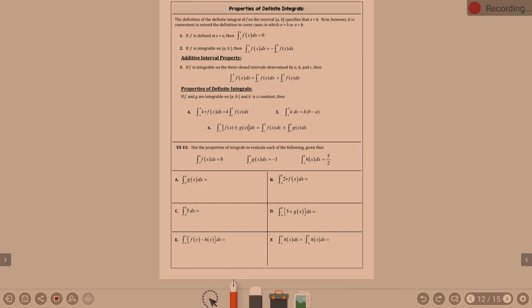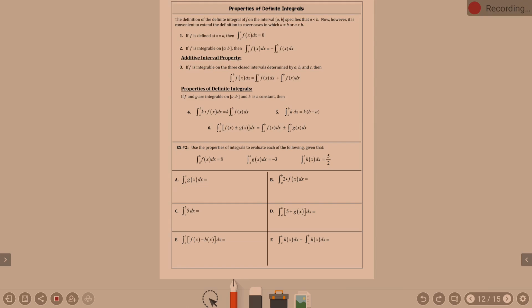So, the definition of the definite integral of f on the interval from a to b specifies that a is less than b. I've mentioned that, right? So your lower limit needs to be the smaller limit. Now, however, it is convenient to extend the definition to cover cases in which a equals b or a is greater than b. So, number one, we've already talked about this. If f is defined at x equals a, then the integral from a to a, when your upper and lower limits are the same, is going to be 0 every time.